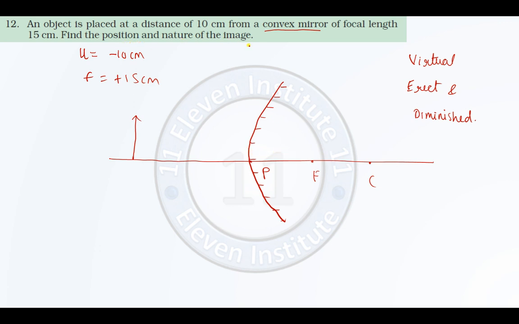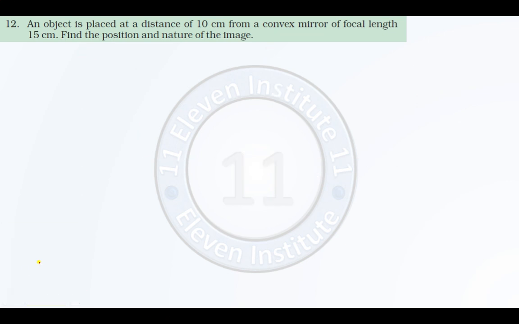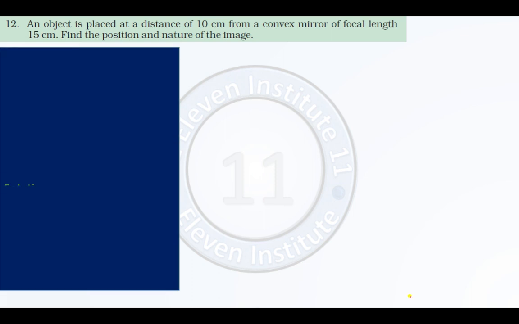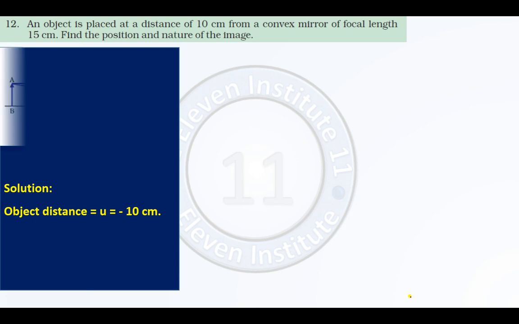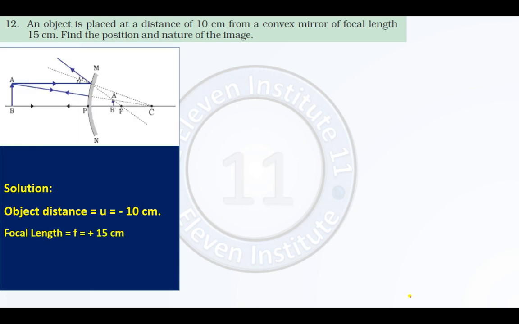We have to find the position and nature of the image. We will find it with the help of mirror formula. Let us see the solution now. Yes, so object distance u is minus 10. Object distance is always negative for any type of lens or mirror. Focal length will be plus 15, right? Image distance v we have to find. Nature of the image we have to find.